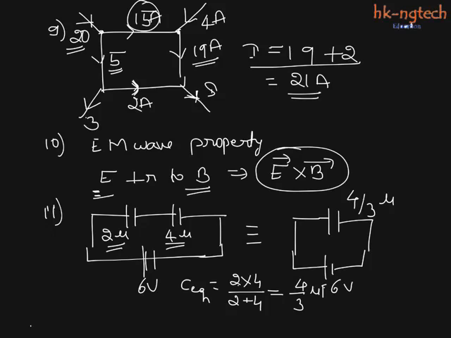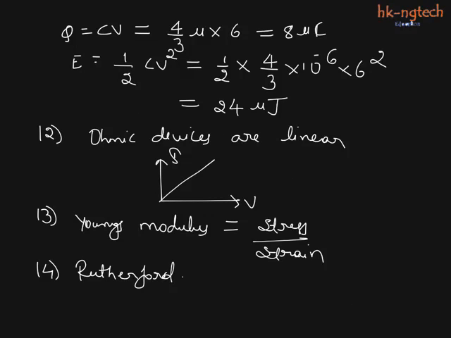That 4 by 3 microfarad is connected to the battery of 6 volt. So the charge flowing in the circuit, Q, is equal to C into V, which is 4 by 3 micro into 6, giving 8 microcoulomb as the charge. Similarly, to find the energy stored in the capacitor, energy stored is equal to half CV squared. So half into C, which we know is 4 by 3, and V squared is 6 to the power of 2. So the answer must be 24 microjoules.